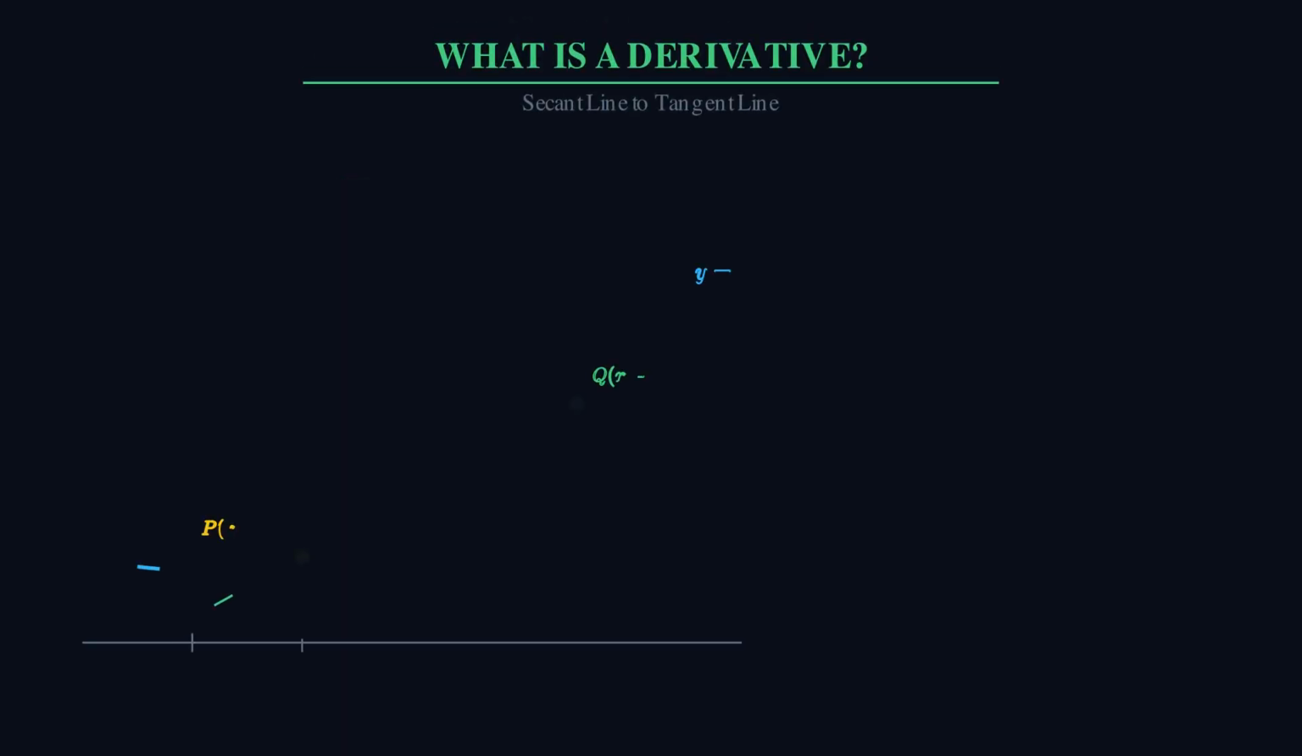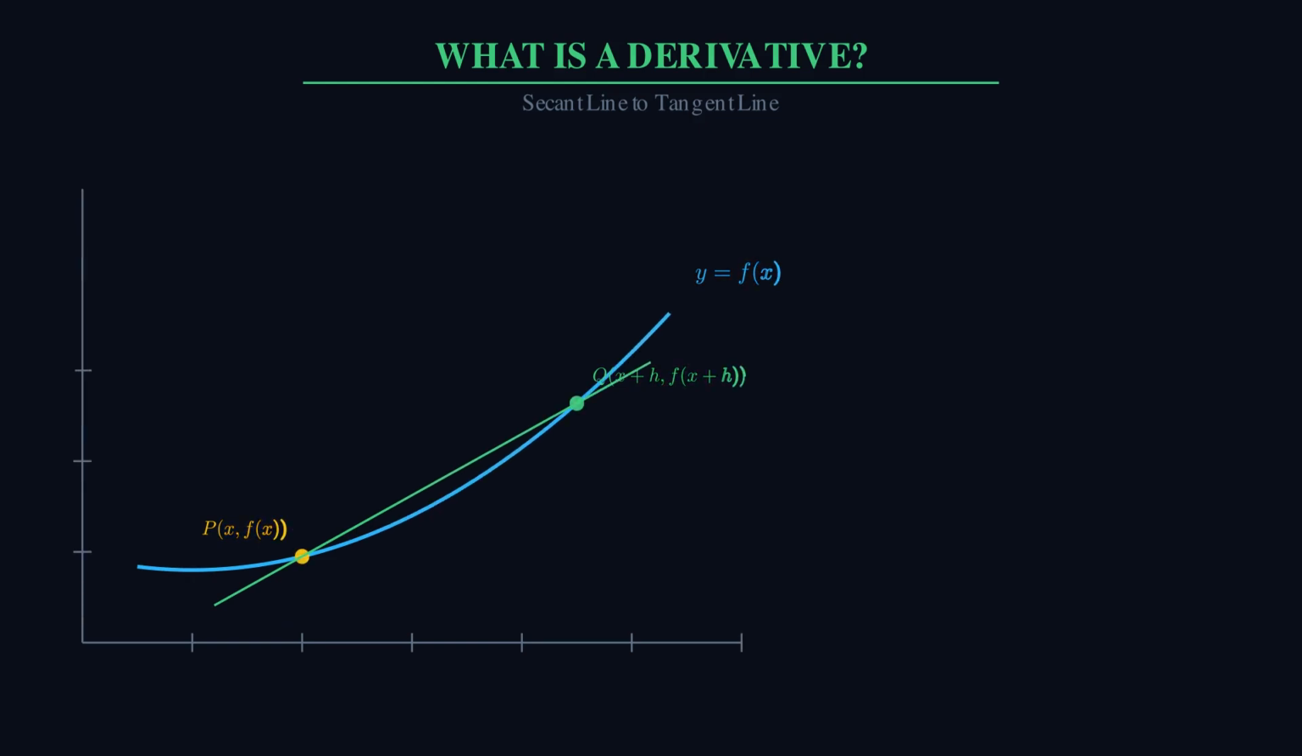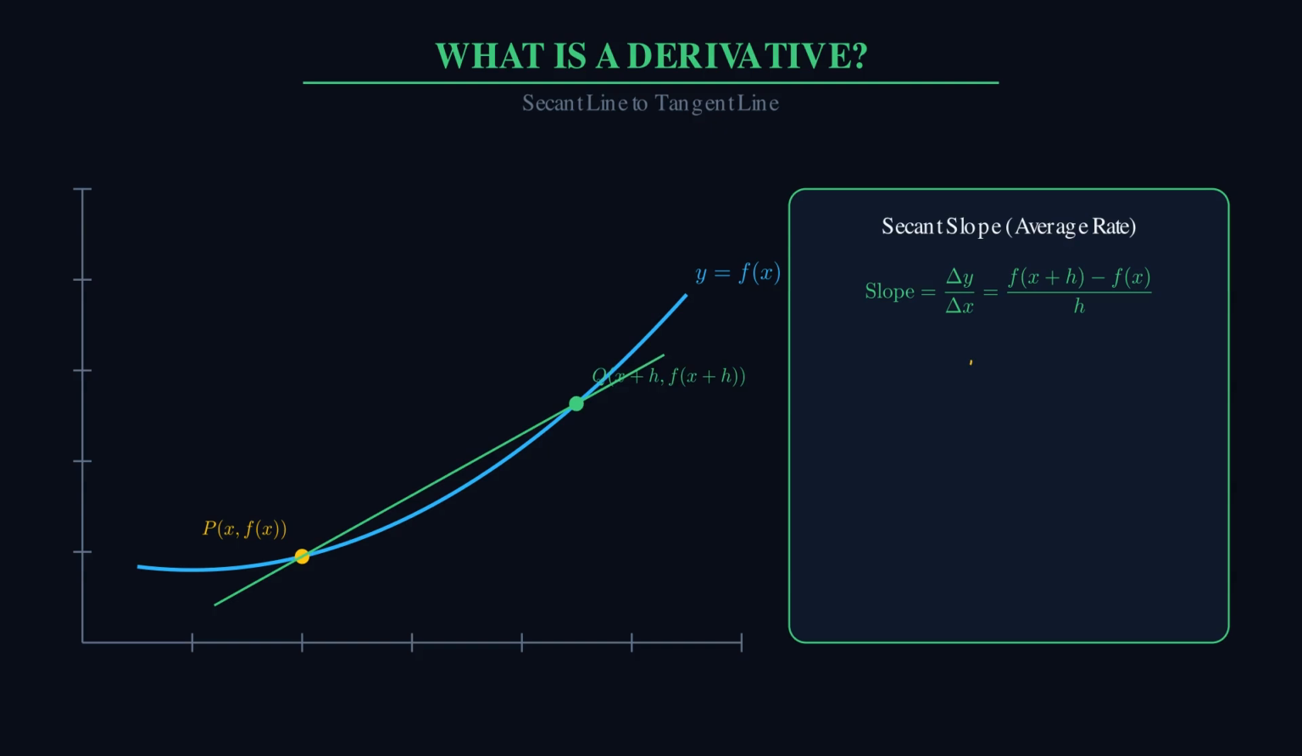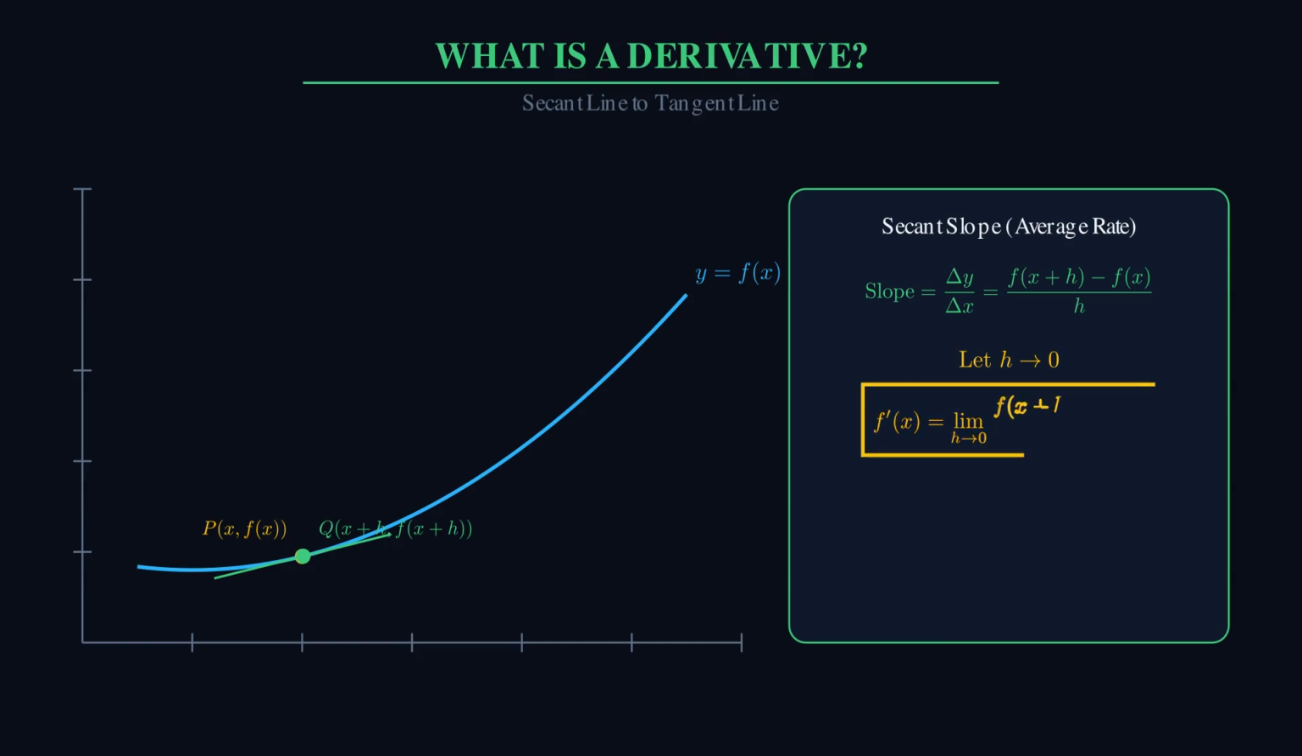Consider the curve y equals f of x. Pick point P and nearby point Q. The slope between the 2 points gives the average rate of change. Now let h approach 0. As Q approaches P, the secant line smoothly becomes the tangent line, defining the instantaneous derivative.